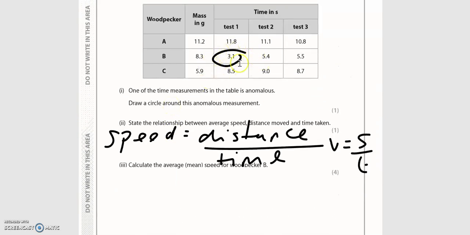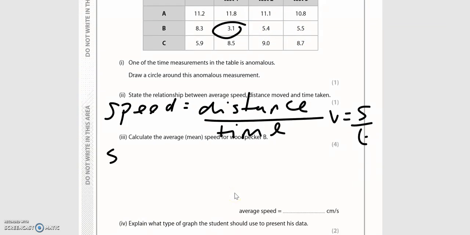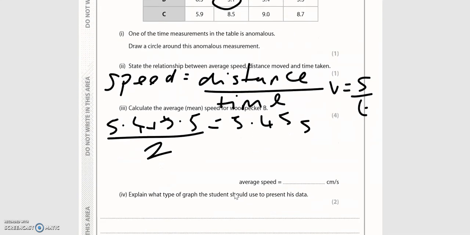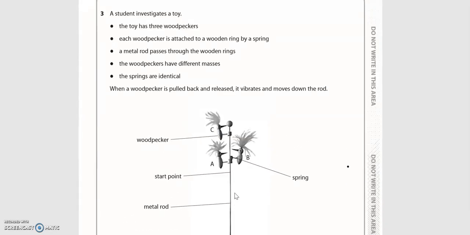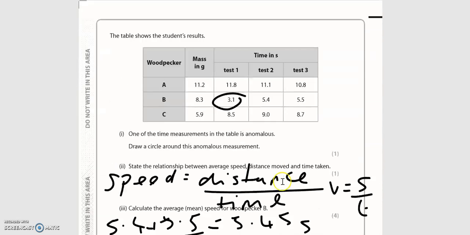So you have to ignore the anomaly now. So you take the average of 5.4 and 5.5. So 5.4 plus 5.5 divided by 2. So you end up with 5.45 seconds. And then you use that number in the equation above, and again show all your working. I'm writing very big here, so that's difficult for me to do, but you should show all your working out. The distance you get from the information up here, and the distance is 20 centimetres.